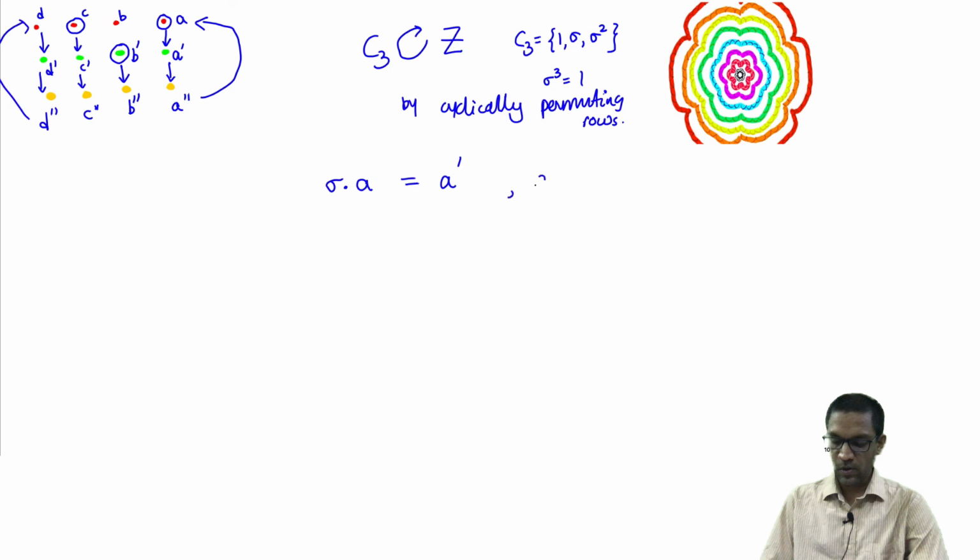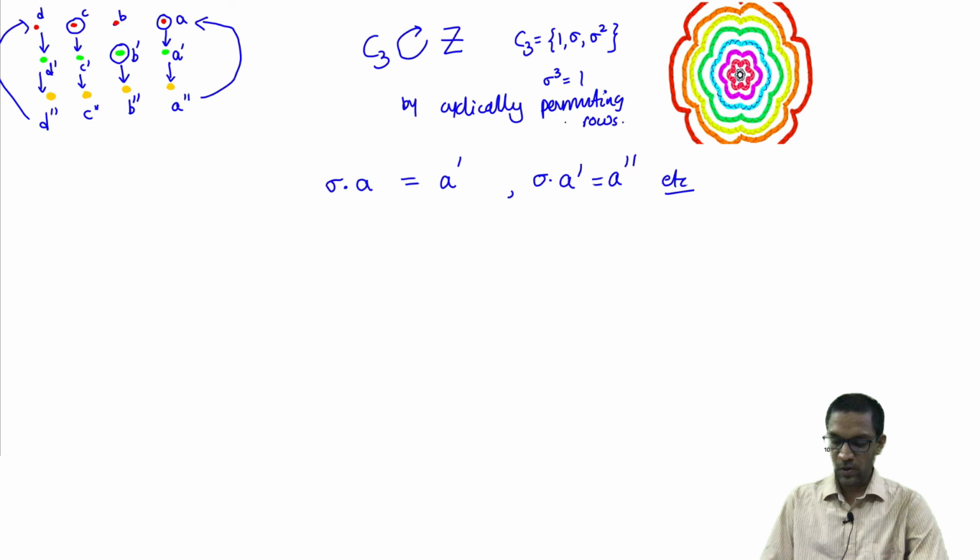Okay, so sigma A is A dash, sigma acting on A dash is A double dash, etc. So I've just visually defined what sigma does for you. It moves the red dots to the corresponding green dot below it. It moves the green dots to the corresponding yellow dot below it, and it moves each yellow dot to the red dot which is cyclically below it, meaning if you think of it as being on a circle or a cylinder, then the yellow dot moves to the corresponding red dot in the first row. Okay, so this is what I mean by cyclically permuting rows.